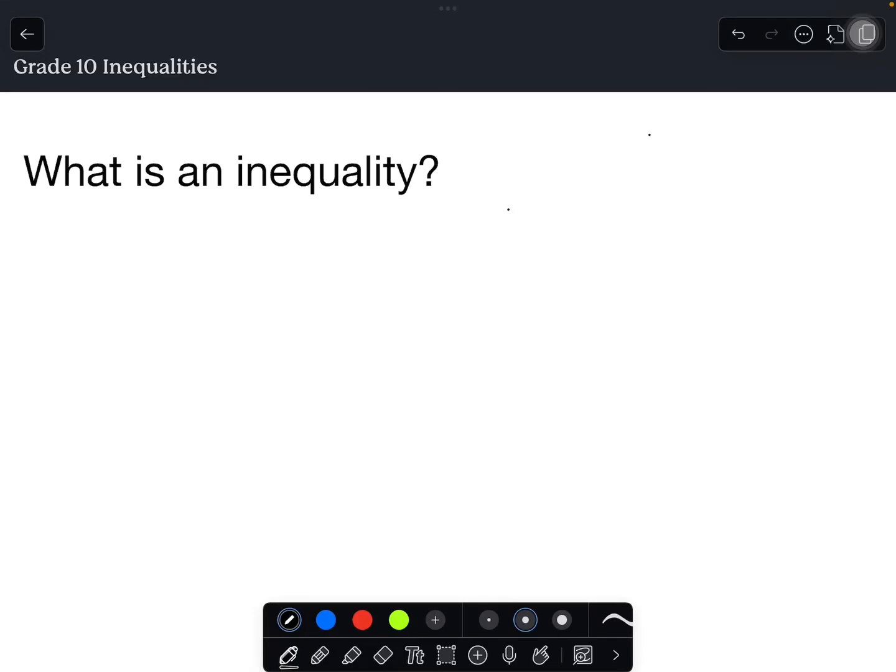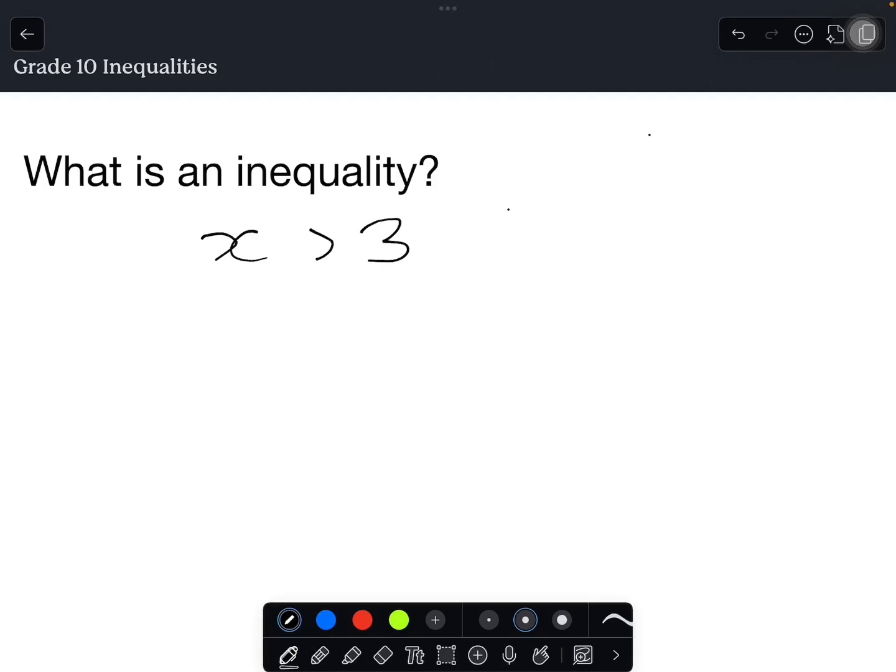Hi guys, today we're going to be working with grade 10 inequalities. First, we're going to define what an inequality is, how to work with inequalities, and how they are different from normal equations. So let's just take an inequality. Let's say it's x is greater than 3.